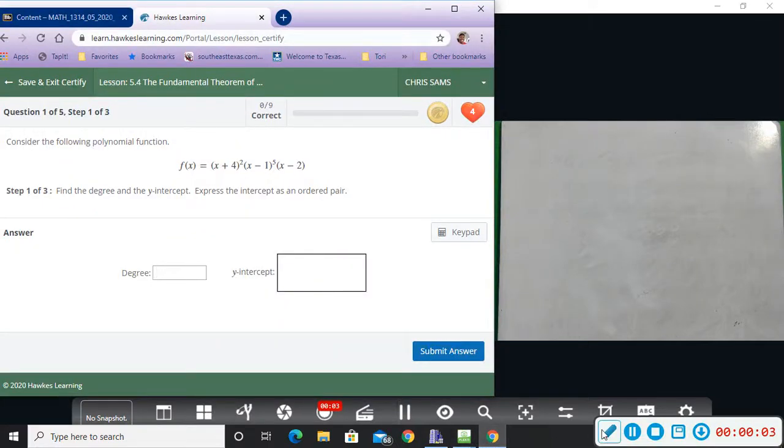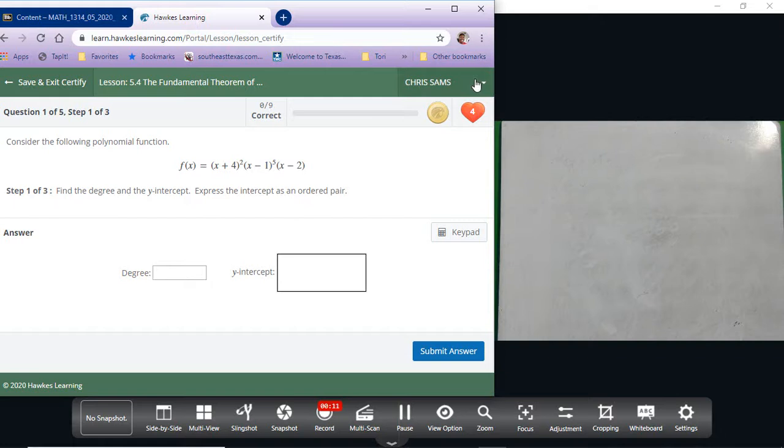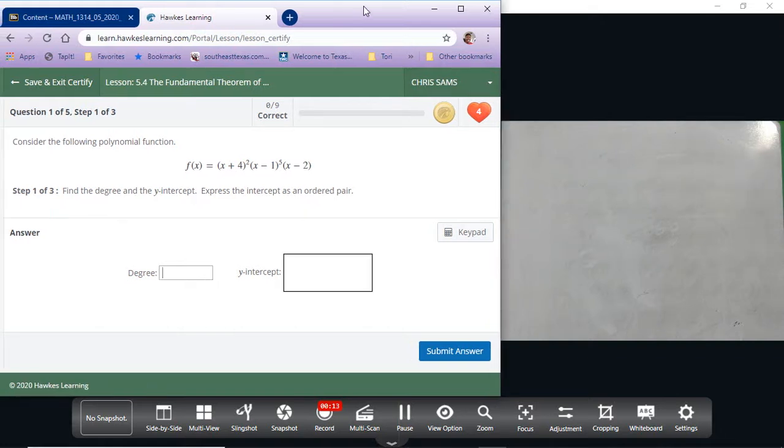Okay, today we're going to be looking at 5.4, the fundamental theorem of algebra, and basically we're going to be counting the number of x-intercepts, finding the degree and the y-intercept. So as you notice, this polynomial given for question 1 is already broken down into linear factors, x plus 4, x minus 1, and x minus 2. The degree comes from counting all the x's, or basically the highest x.